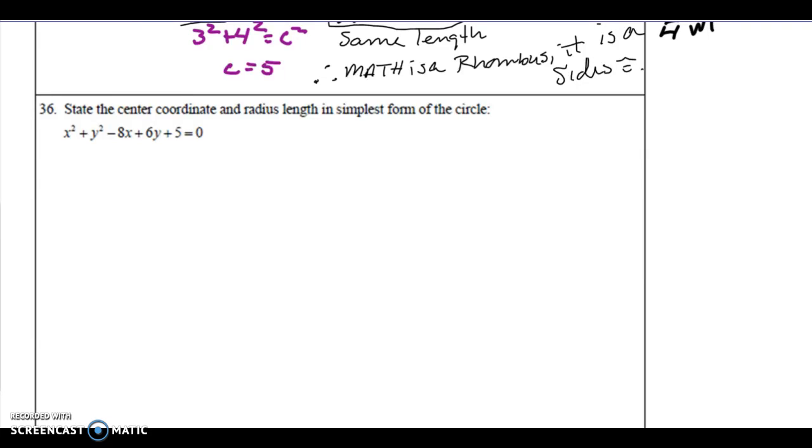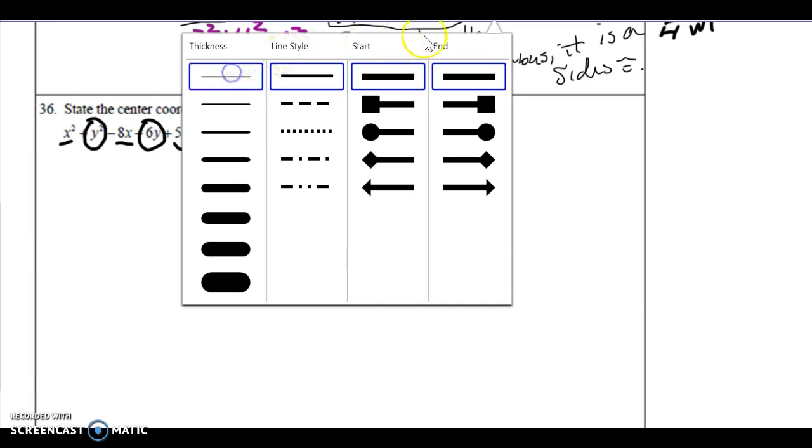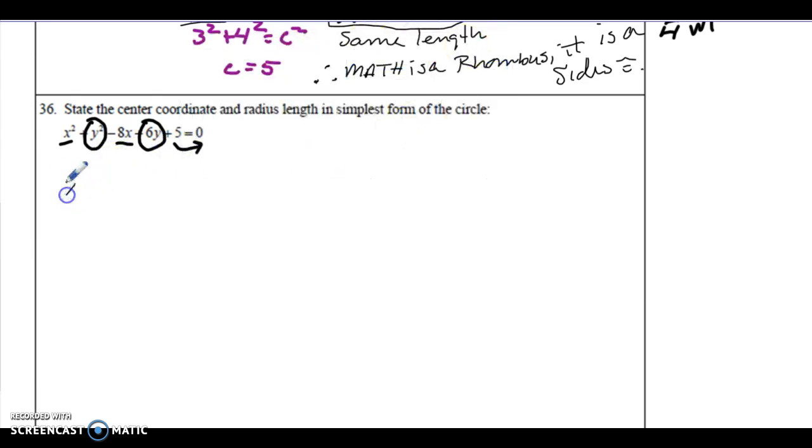If you want to pause this video and try this question now, and then play the video after you've finished, then you can double check your work and see if you got it right. So if I get started here, hopefully you did pause the video. What I want to do is group my x terms together, and then I'm going to group my y terms together, and I'm going to move the constant over to the other side. So when I do that, it's going to look like this.